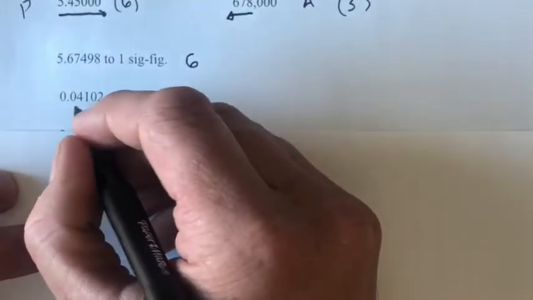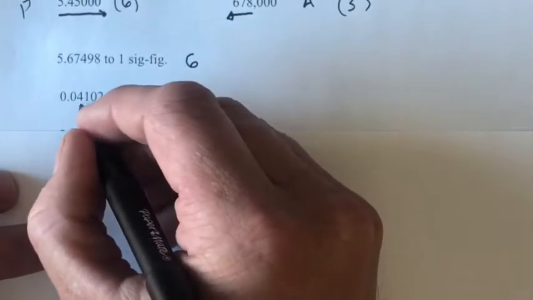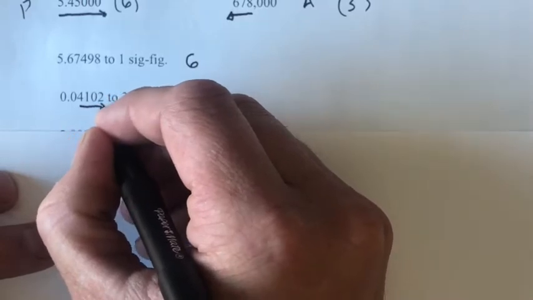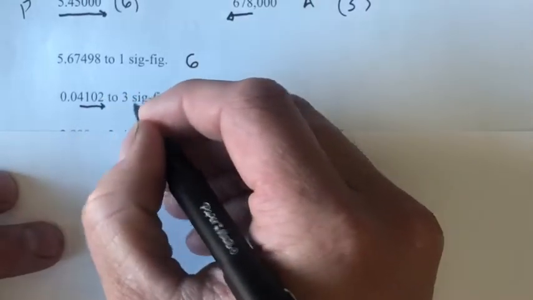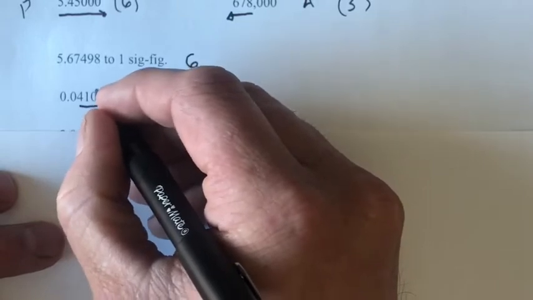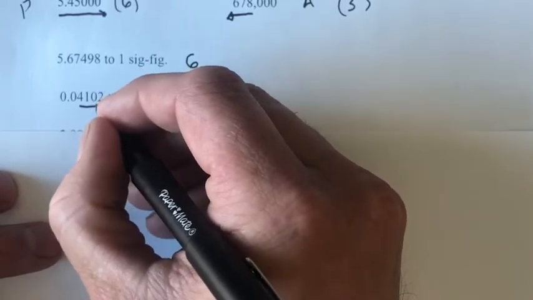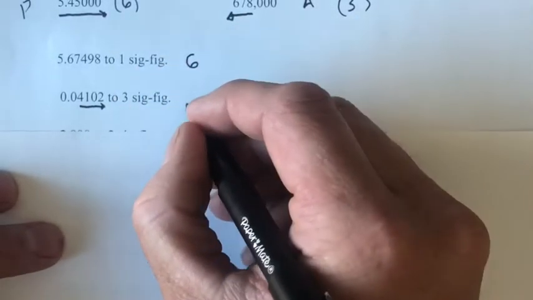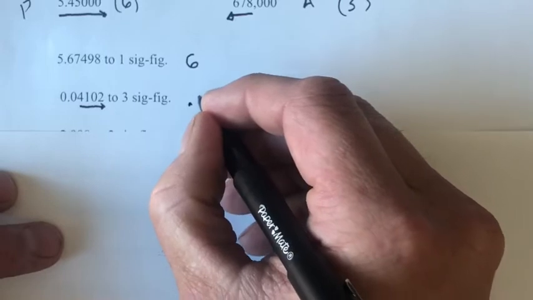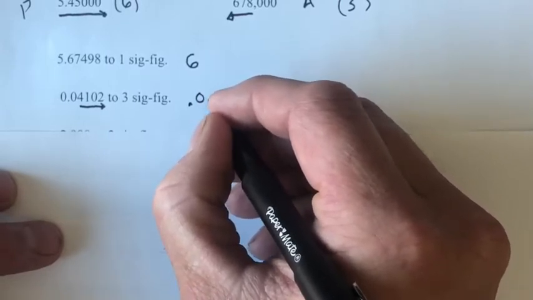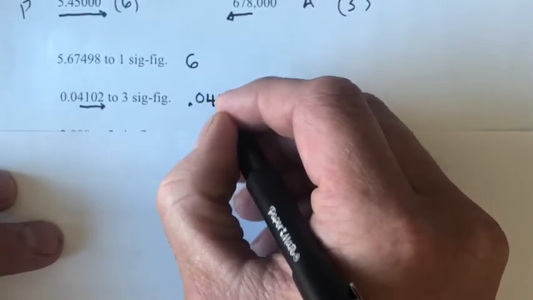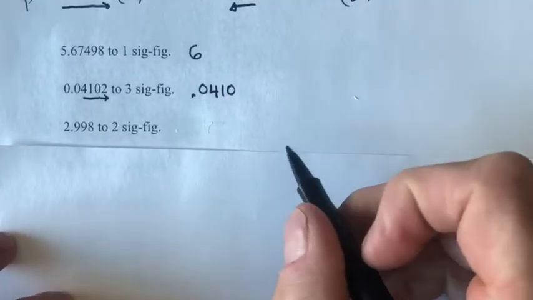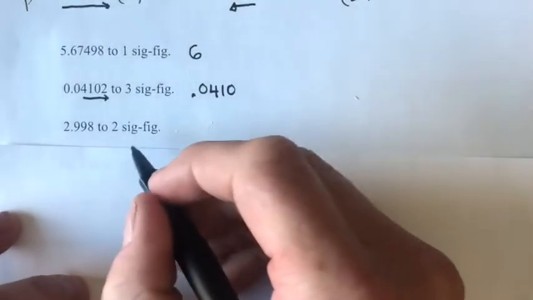So our first significant figure as we read from left to right is our 4. And then the 1 and the 0 and the 2, these are all significant, but we can only report 3 sig figs. So there's the cutoff for our 3 sig figs between the 0 and the 2. How does the 2 affect the 0? It doesn't. So this number reported in 3 sig figs is 0.0410.